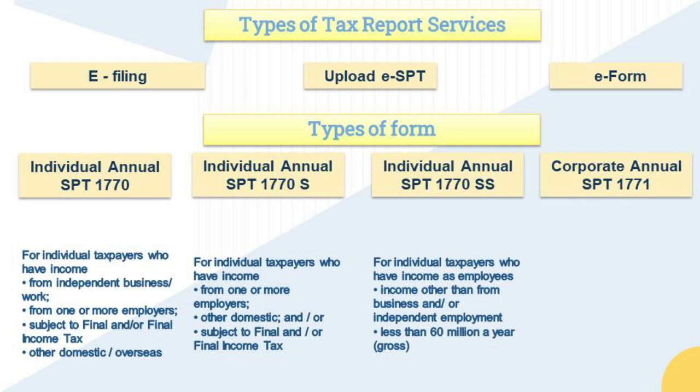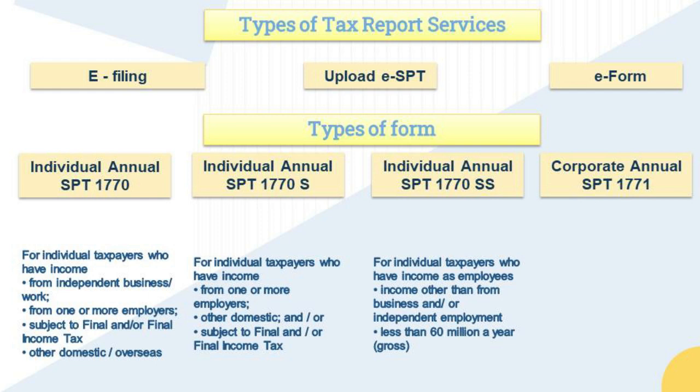Second, individual annual SPT 1770S. This can be reported by using e-filing or by e-form. This form is for individual taxpayers who have income from one or more employers, either domestic and or subject to final and or final income tax.